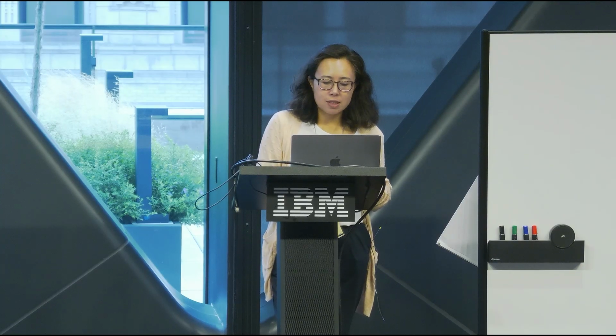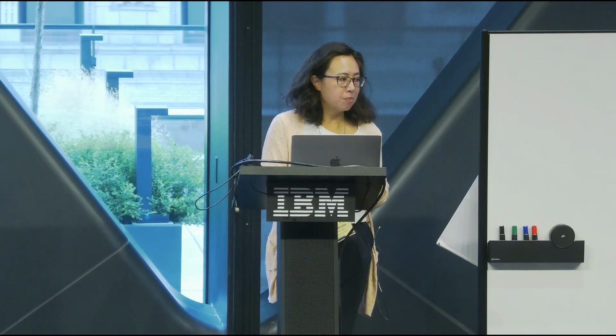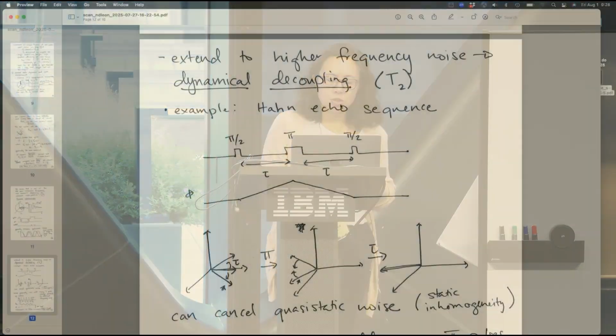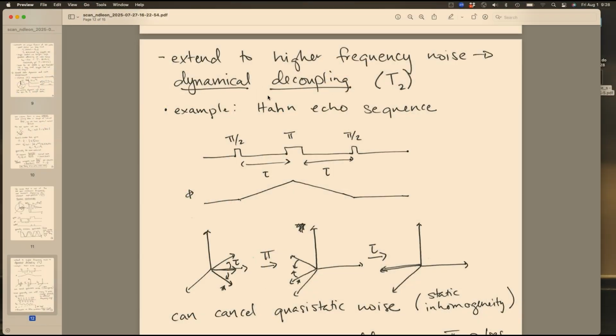Now, if I want to extend this to higher frequency noise, what I can do is many forms of AC sensing. The idea is that I can use dynamical decoupling to move the spin around coherently, and that's going to allow me to decide what fields I look at. The simplest dynamical decoupling sequence is a Hahn echo sequence. So I'm going to do pi/2, let it accumulate phase, and then a pi pulse.